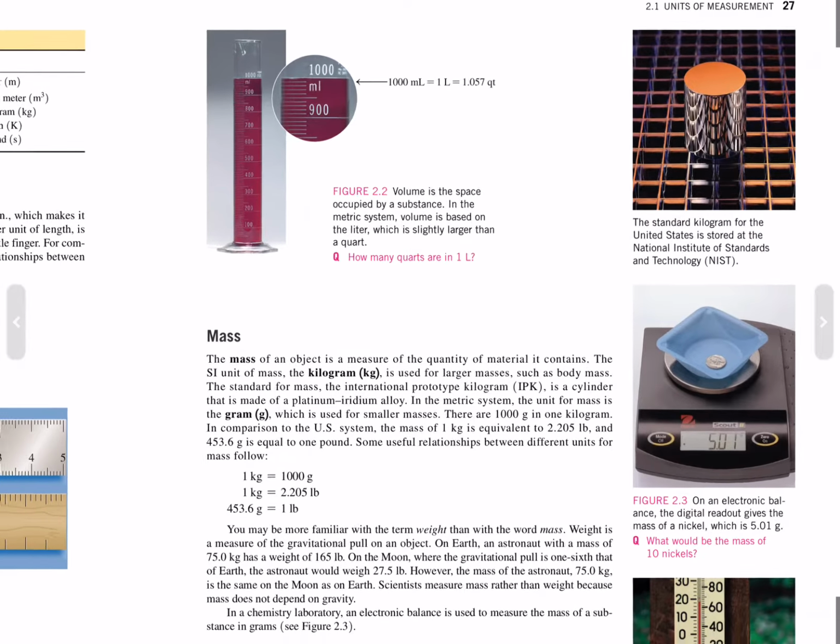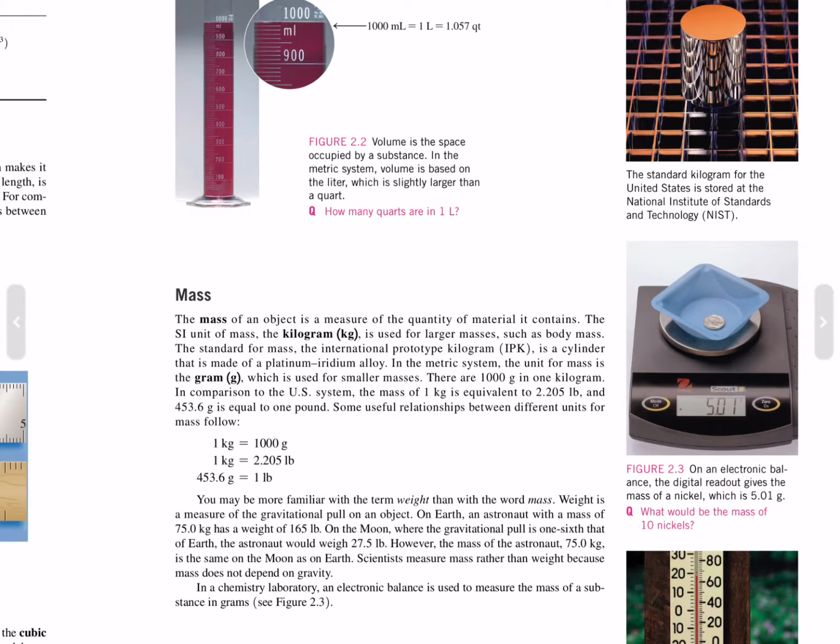Mass. The mass of an object is the measure of the quantity of material it contains. The SI unit of mass, the kilogram, is used for larger masses such as body mass. The standard for mass, the International Prototype Kilogram, is a cylinder made of a platinum-iridium alloy. In the metric system, the unit of mass is the gram, which is used for smaller masses. There are 1,000 grams in 1 kilogram.